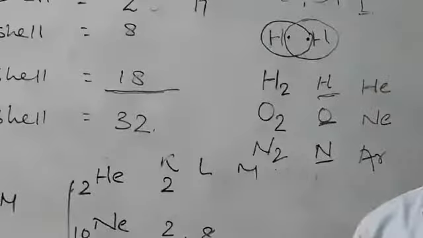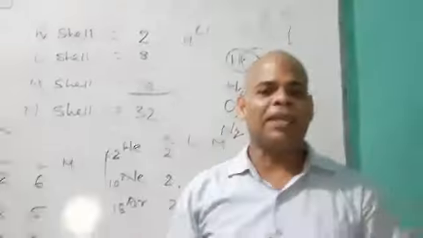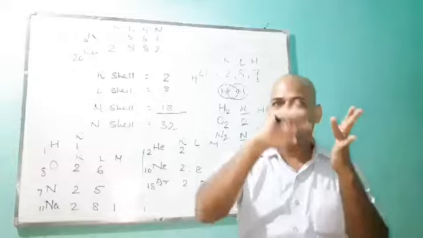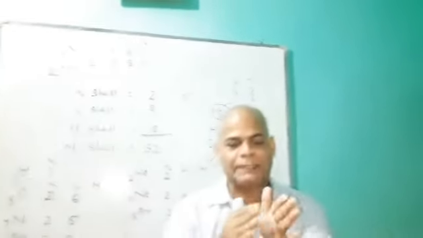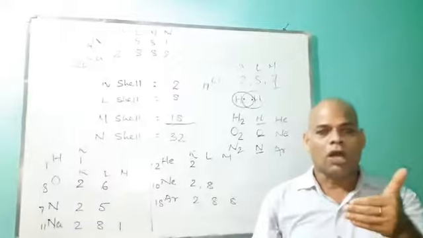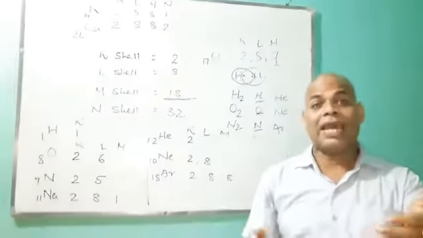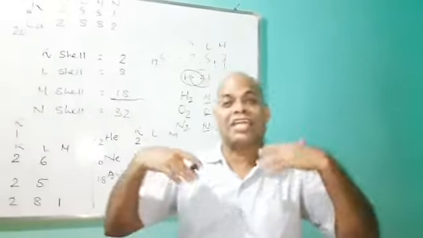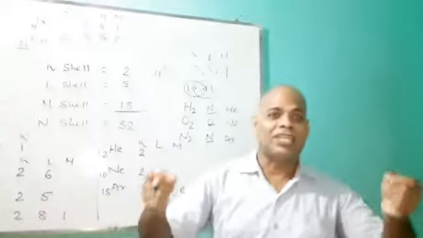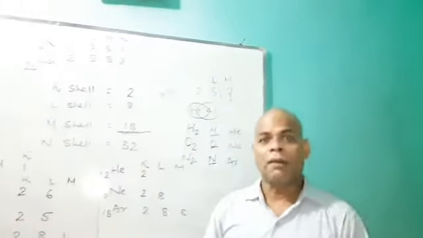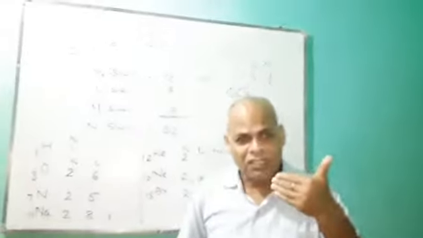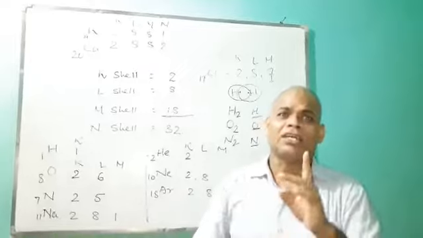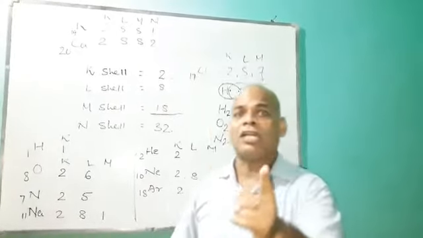So, my dear students, achievement of 8 electrons in the outermost shell takes place, as I said, either by losing, gaining or sharing. Now, how many electrons can it lose? How many electrons can it gain? How many electrons can it share? That number of electrons that an atom can lose, gain or share is called valency.